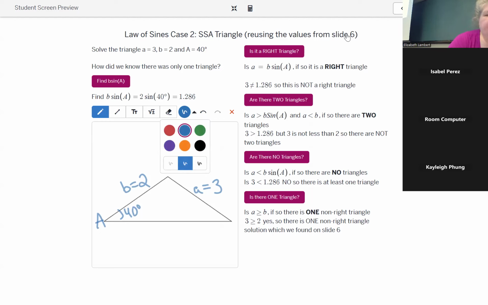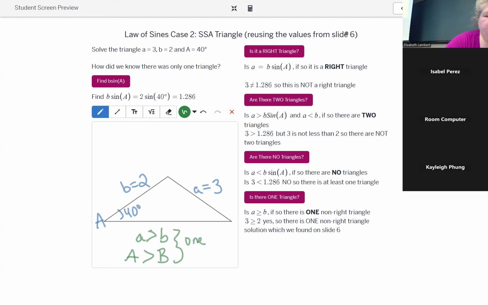Now remember, when we first looked at this setup, we were talking about the size of the angles in comparison to the size of the sides. And we noticed that since B is smaller than A, angle B is smaller than A. So when we had this setup where A is larger than B, this means angle A is also larger than angle B. And this makes it one triangle. Because we don't have the possibility of B being bigger than A. It's only smaller than A for the angle.